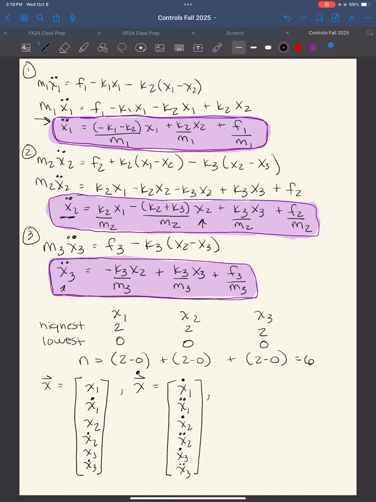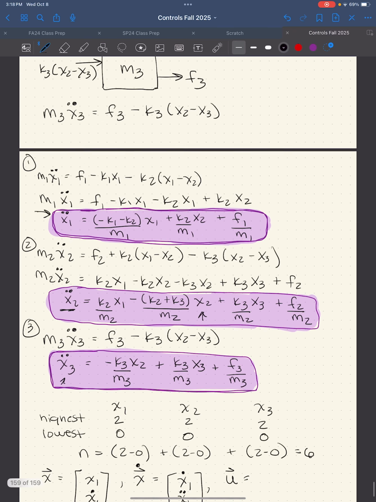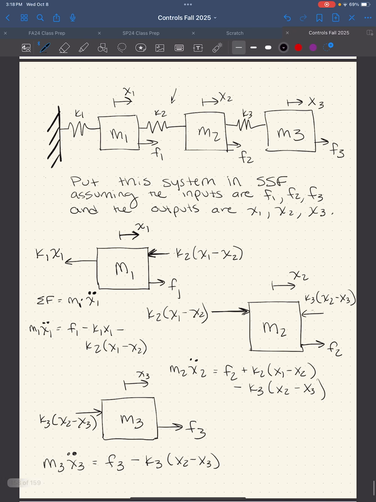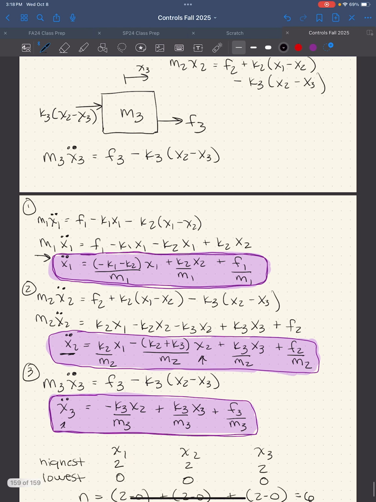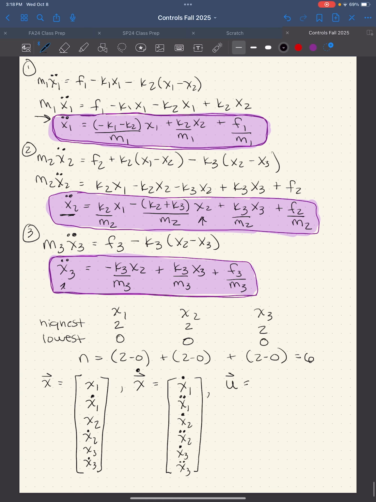I can also at this point define my u vector, which is my inputs. My inputs were defined verbally in the problem statement. It says that the inputs are f1, f2, and f3. The outputs are x1, x2, and x3. So the way that we write that is u equals f1, f2, f3. Outputs y are x1, x2, and x3.